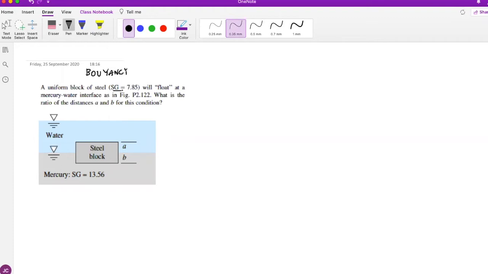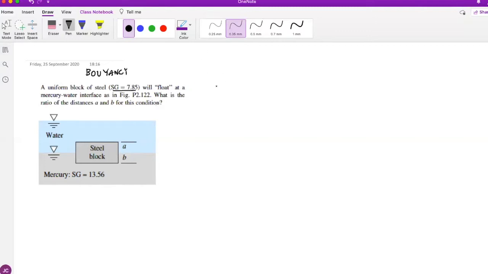Okay, so we have its specific gravity. And this thing, as I said, it's floating at this interface of mercury and water. What is the ratio of the distances A and B for this condition? That is, how much of this steel block is in water and how much of this steel block is floating? I was going to say lying, but it's there in mercury.